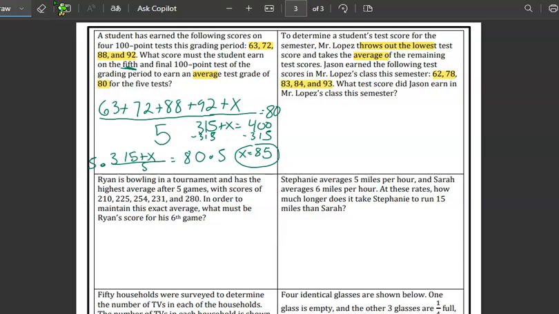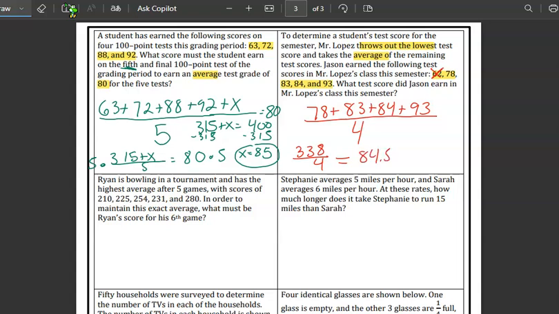A key thing to see here is that Mr. Lopez throws out the lowest test score, so 62 will be omitted here. We're not going to use that when we're calculating the average. From there, you're going to find the sum of the remaining numbers and divide by those number of terms left over. 1, 2, 3, 4, 4 of them. Then we have 338 divided by 4, which gives you 84.5, which would round up to 85%.